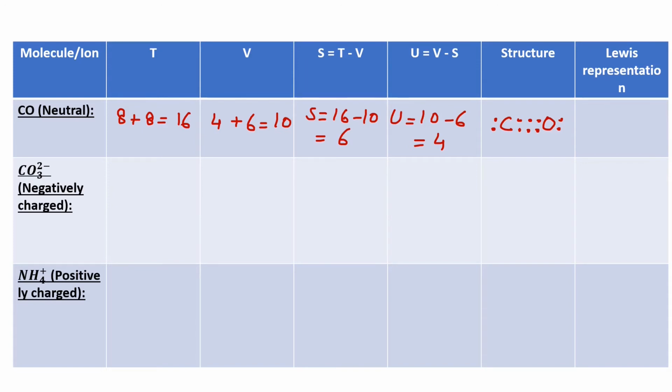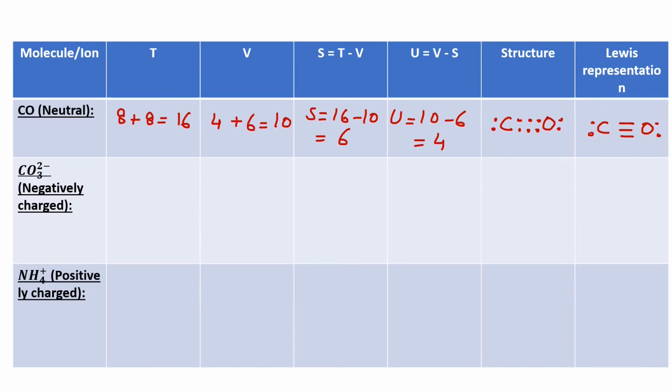Next we need to write the Lewis representation. How to do that is we will write carbon and oxygen again, and we can see that there are 6 shared electrons. It means that there are 3 bonds in between because each bond has 2 electrons. So now there is a triple bond between carbon and oxygen, and we also need to write the leftover unshared electrons in the Lewis representation. So this is the final Lewis representation for carbon monoxide.